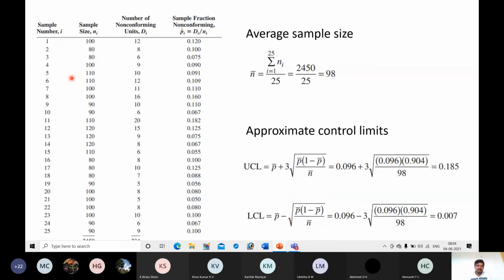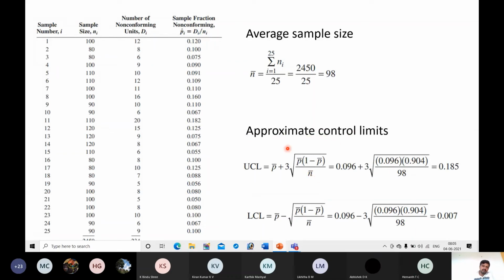Here the sample number is given, the sample size also will be given, and the number of non-conforming will be given in the problem. In a few problems they will give this column also, otherwise you can find it out. Next, the average sample size. You add these individual sample size values and divide by the total number of samples, that is 25, and you get the average sample size, that is 98. Here you are getting approximate control limits because you are not considering the actual sample size. You are considering the average of the sample size.